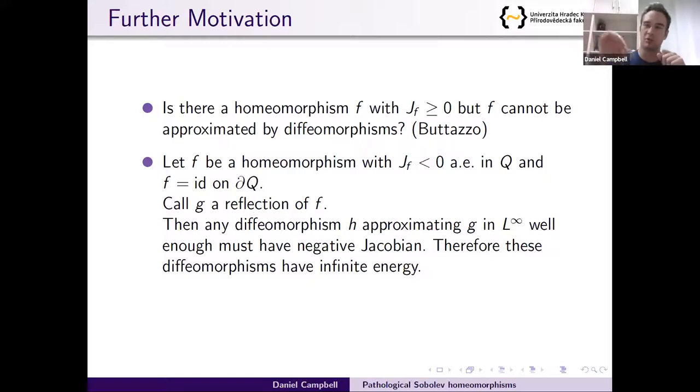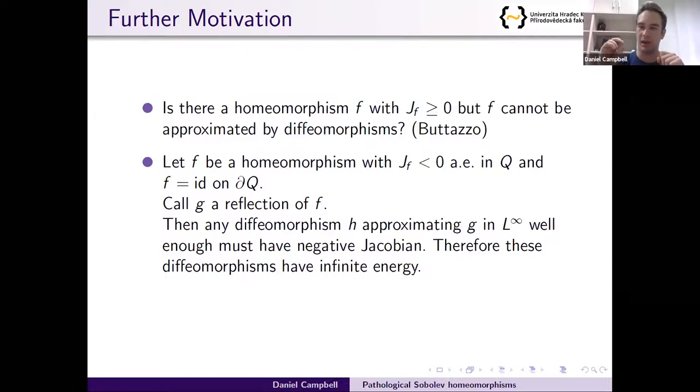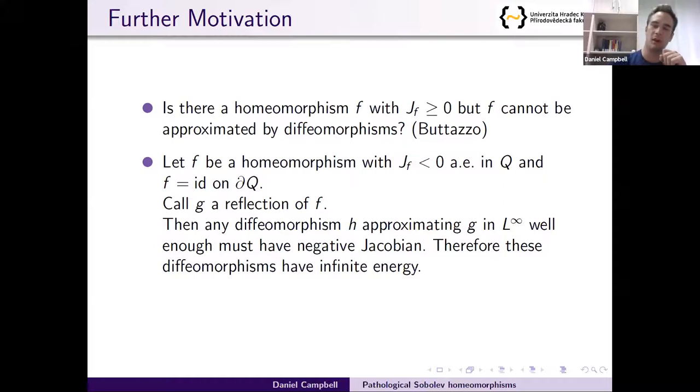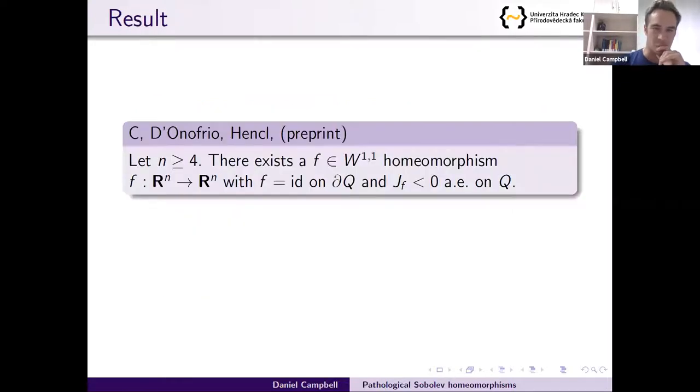which proves that it's not true that the derivative converges almost everywhere, which would have to be true for that chosen subsequence. So it proves that it's impossible to approximate such an f homeomorphism by diffeomorphisms. Okay. Right.